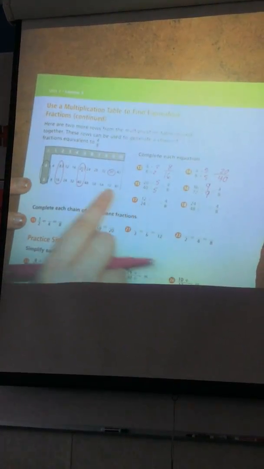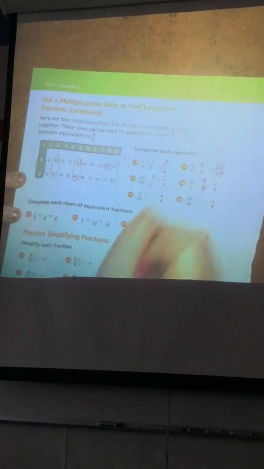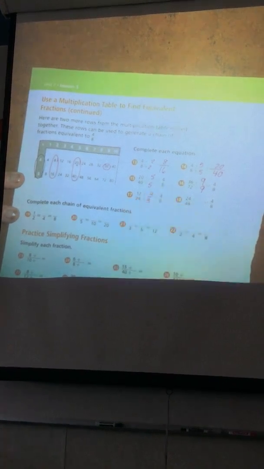So let's find 12 in our chart. And what's right above that? It is a 3. Very good. So 12 divided by 3 equals 4. And 24 divided by 3 equals 8.